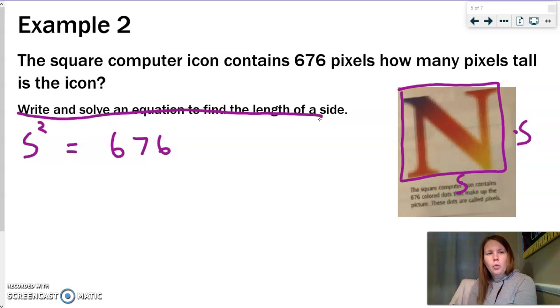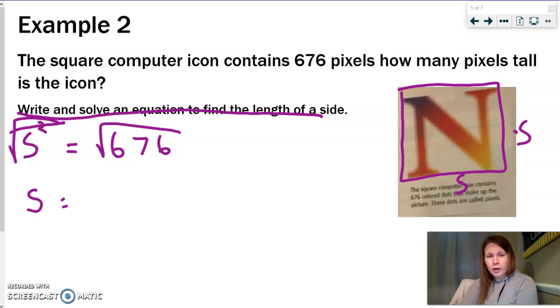And so we had talked about squares, and one thing also to talk about with square roots then is that square roots undo squares. So if I'm going to take s squared and I'm going to square root it, what happens is the square and the square root cancel, and I'm just left with s. But remember our rule, whatever I do to one side, I have to do to the other. So I'm going to also have to square root 676. Ooh, that's a big number.